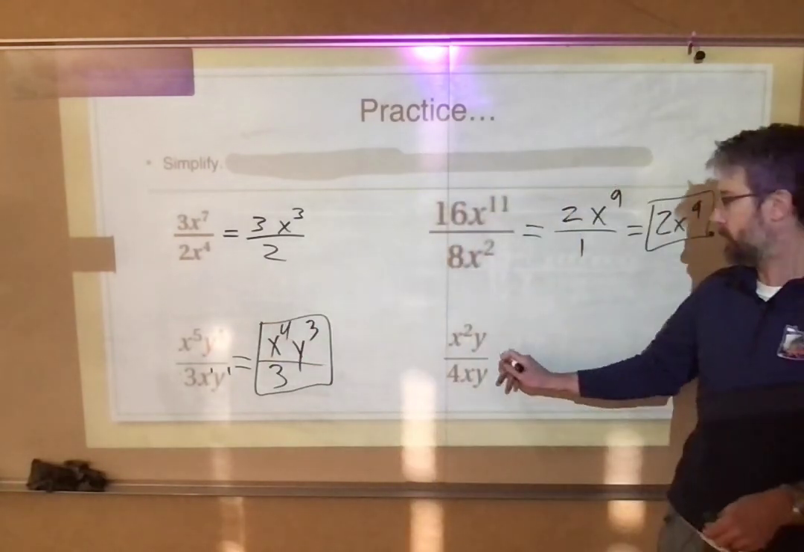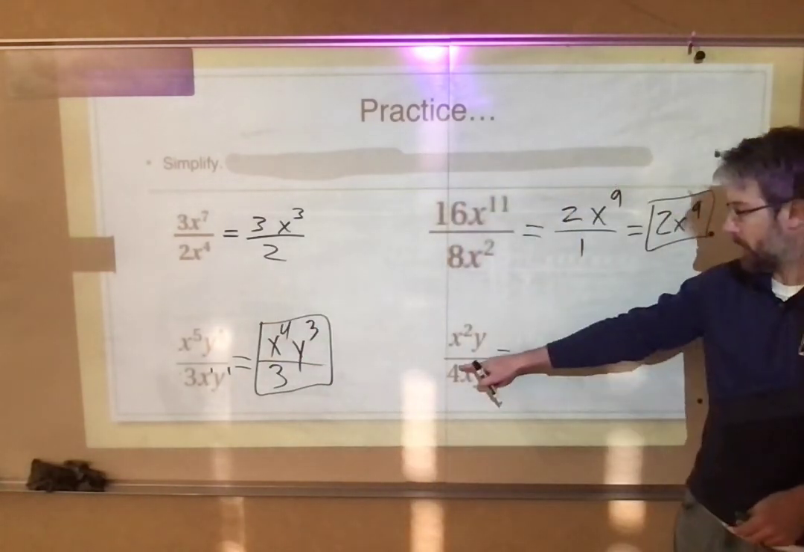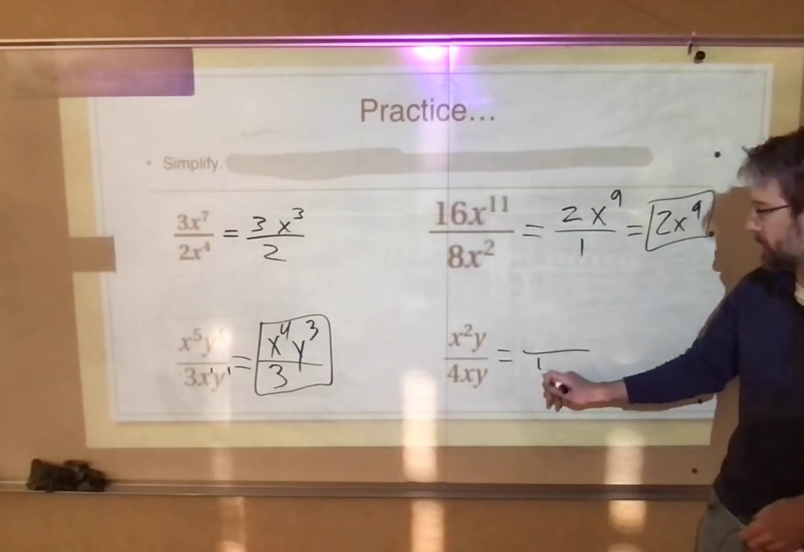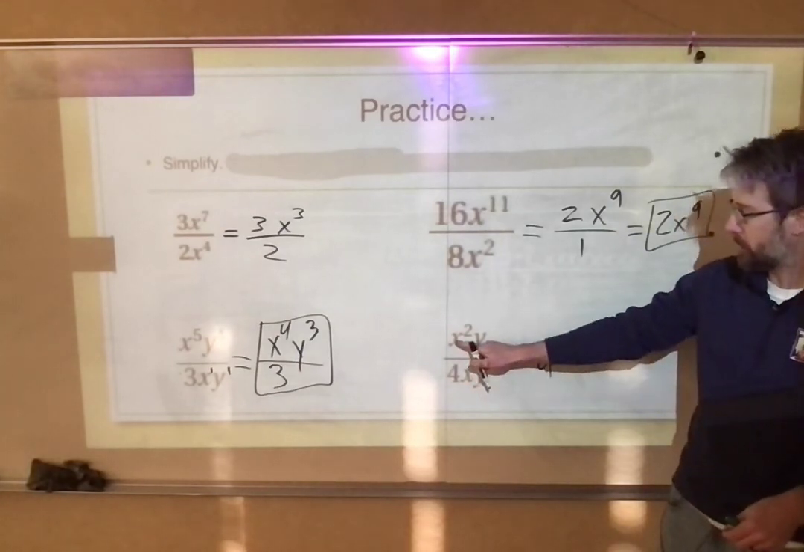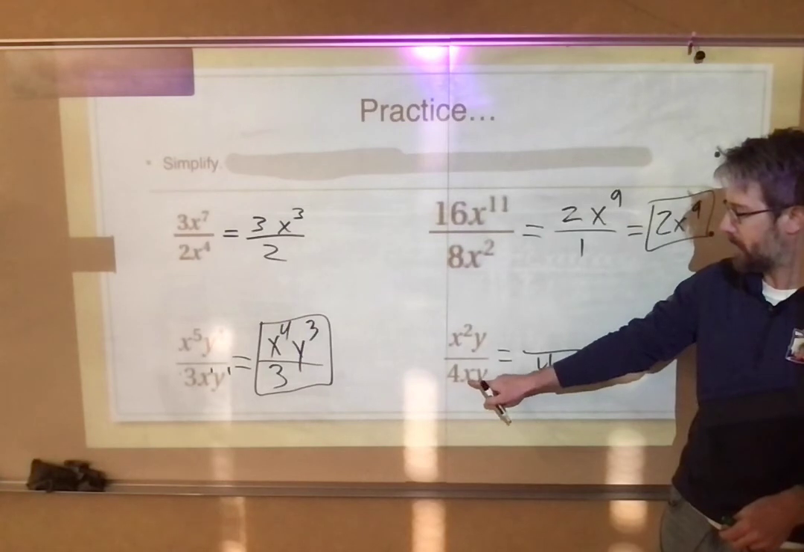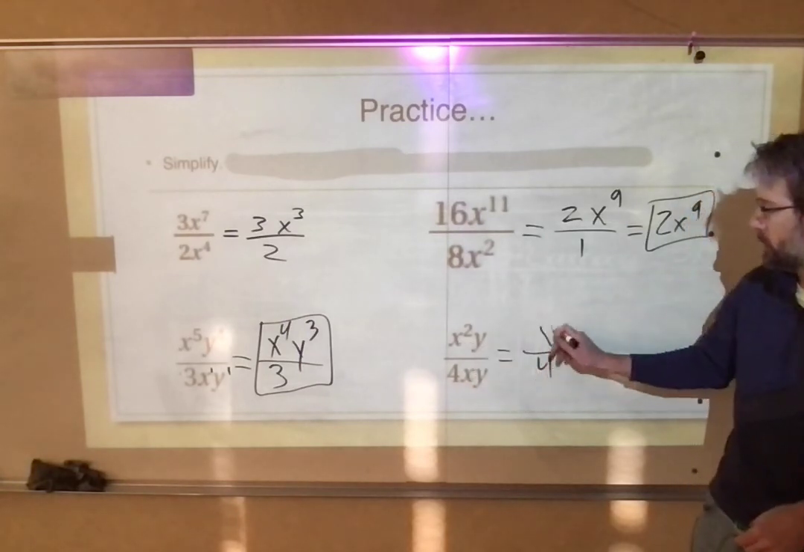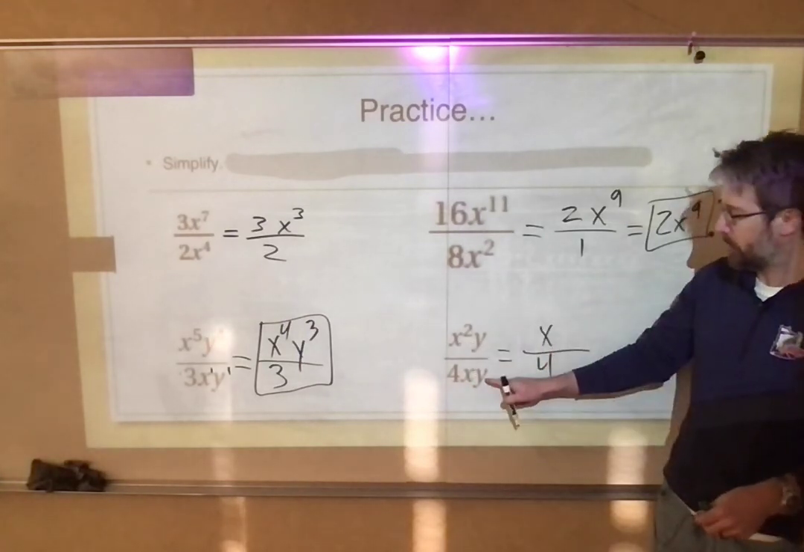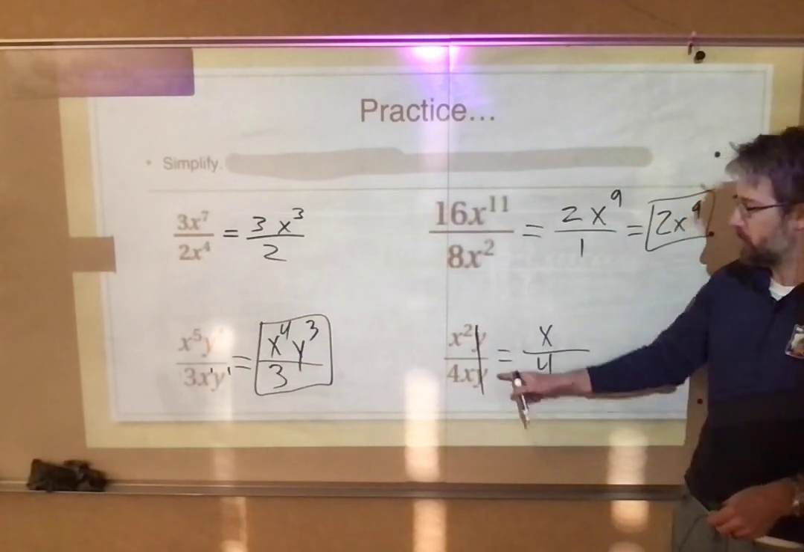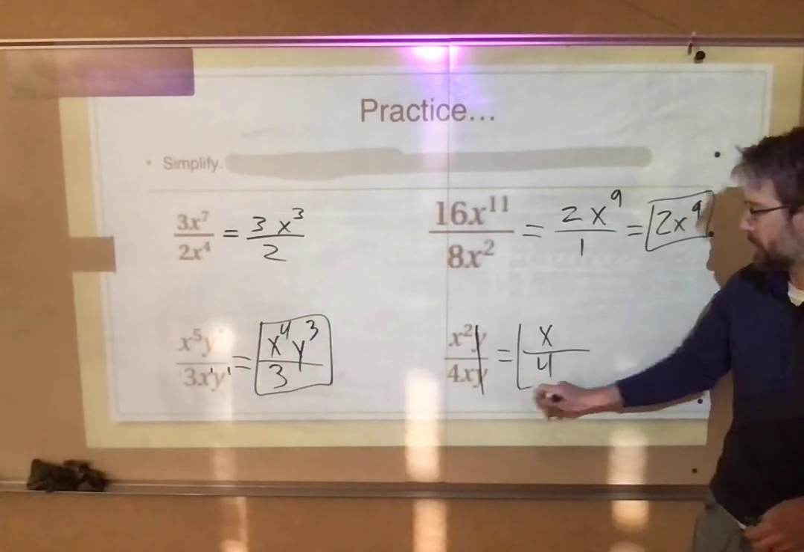And then our last one, again, the 4 doesn't have anything to cancel with. X squared over x, the x cancels one of these, which will leave just x on top, and then y's totally cancel out, so there's no y's left over in the answer. It is just x over 4.